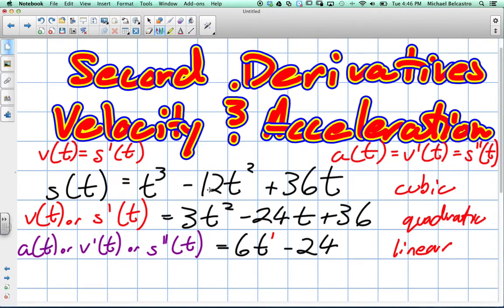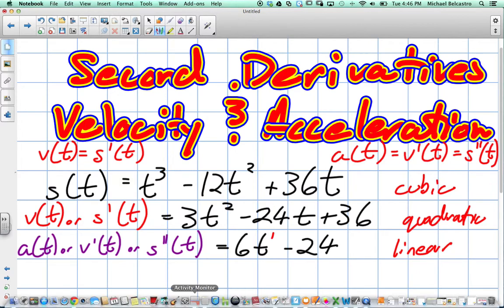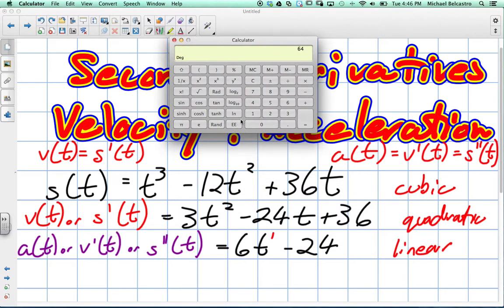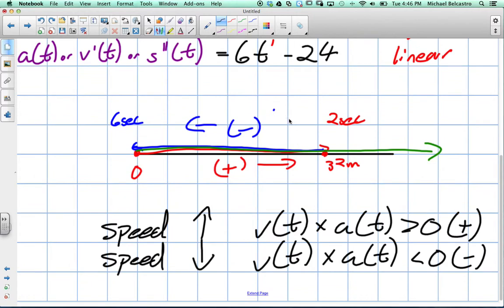If we were to plug 3 in, it would give us our position in time. So let's see if we can quickly do that on a calculator. 3 cubed gives us 27. And then subtract 3 squared, which is 9, times 12, which is 108. That gives us negative 81, plus 36 times the value of 3, which is 108. So at 3 seconds, the particle's position, we'll do it in green here, is 27 meters from its starting point.